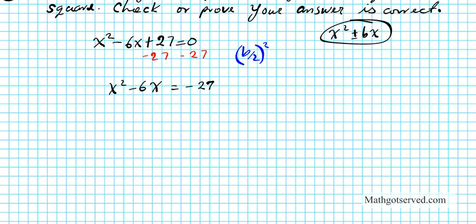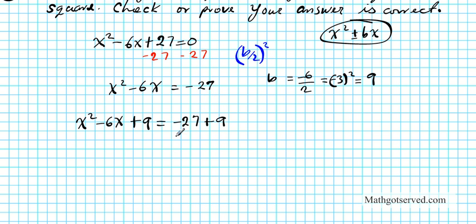So in this problem, b is negative 6, as you can see here. Negative 6, what do I do with that? I divide it by 2, which is negative 3, and then I square it, which is 9. This number completes the square on the left side. So I'm going to have x squared minus 6x plus a 9. That completes the square. On the right side, negative 27 plus a 9.